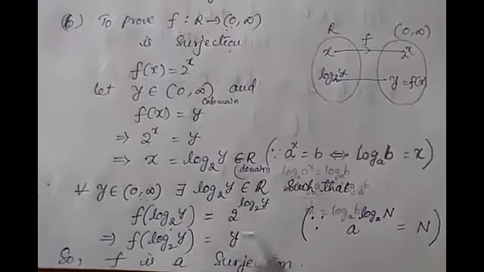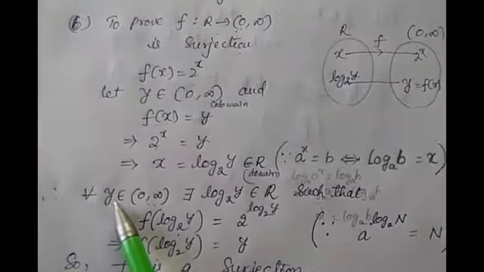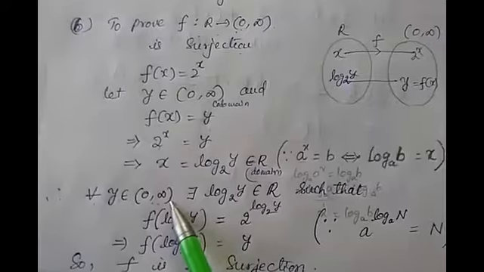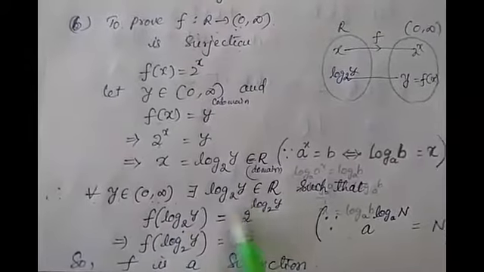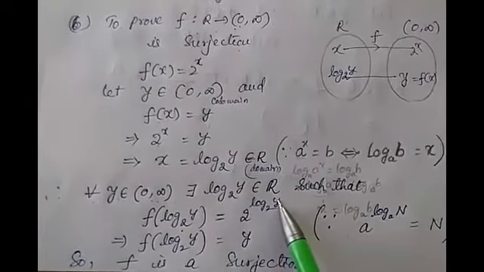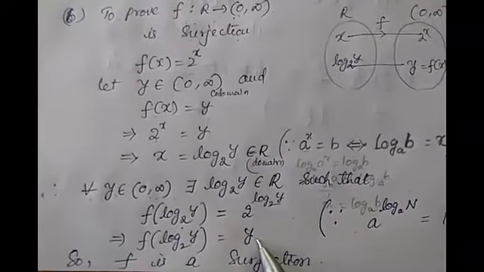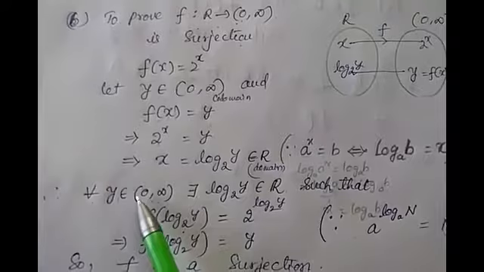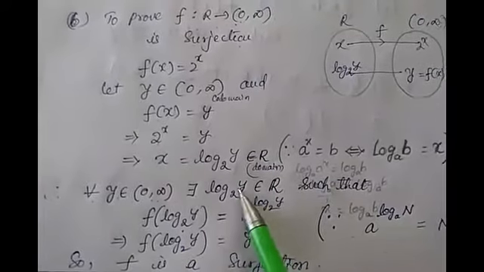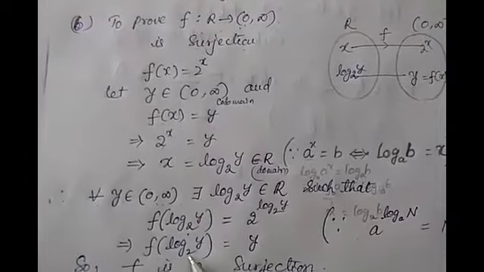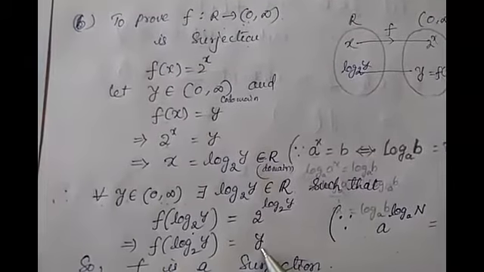Therefore, once again, check the definition. For every y belongs to the open interval (0, infinity), that means the codomain, there exists an element log y base 2 in the domain such that f of log y base 2 is equal to y. For every element in the codomain, there exists an element in the domain such that the image of log y base 2 is equal to y.